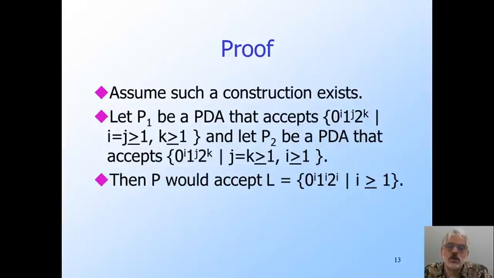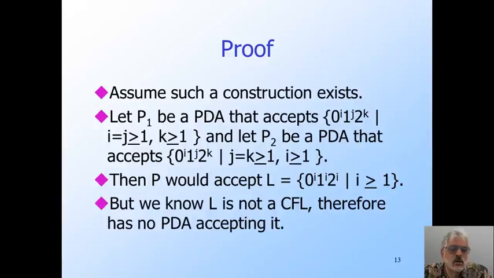The language of P is the set of zeros followed by an equal number of ones followed by an equal number of twos. Since we assumed we can construct P from P1 and P2, P exists, and therefore its language is context-free, as we know are all languages accepted by PDAs. But we know this language is not context-free. We have reached a false conclusion, so we know that our assumptions are wrong.